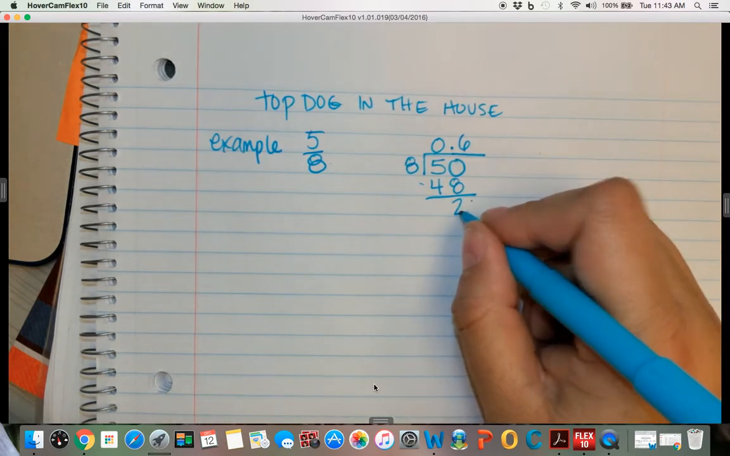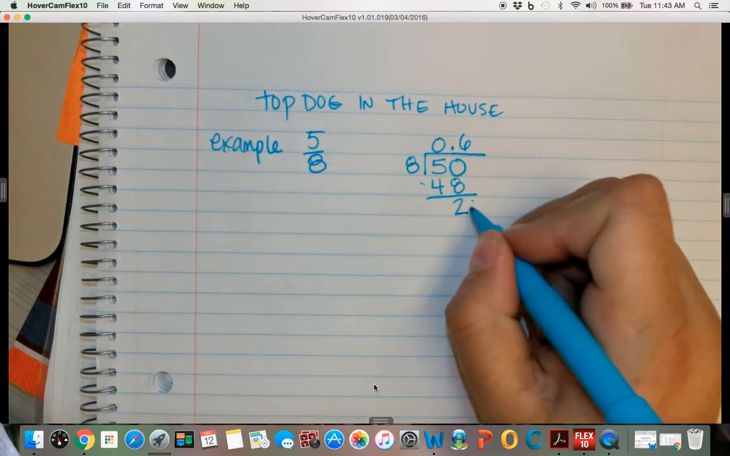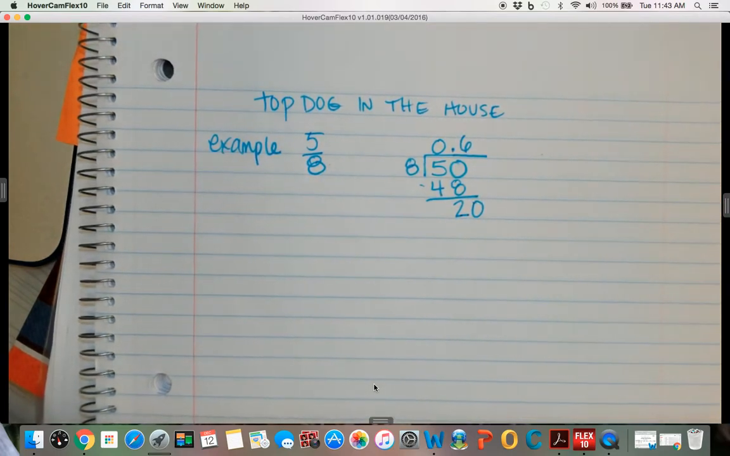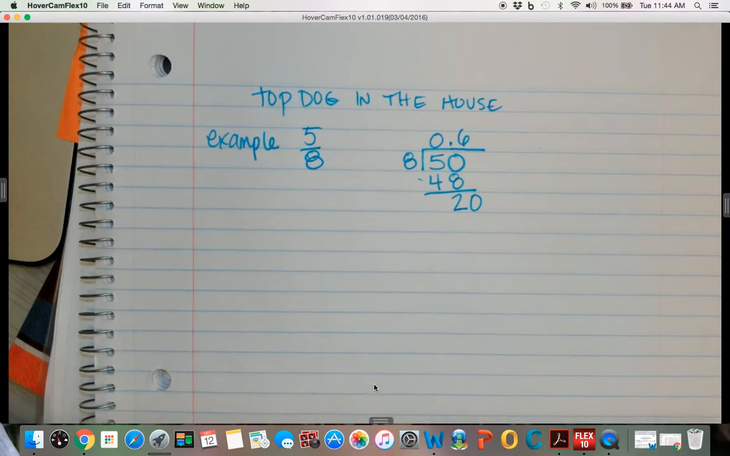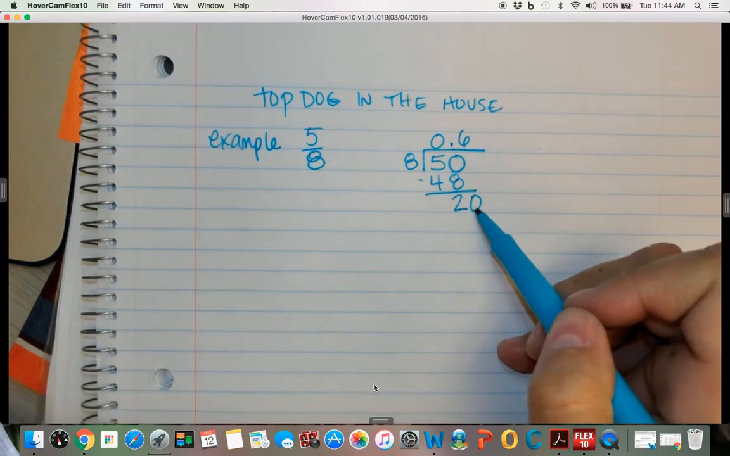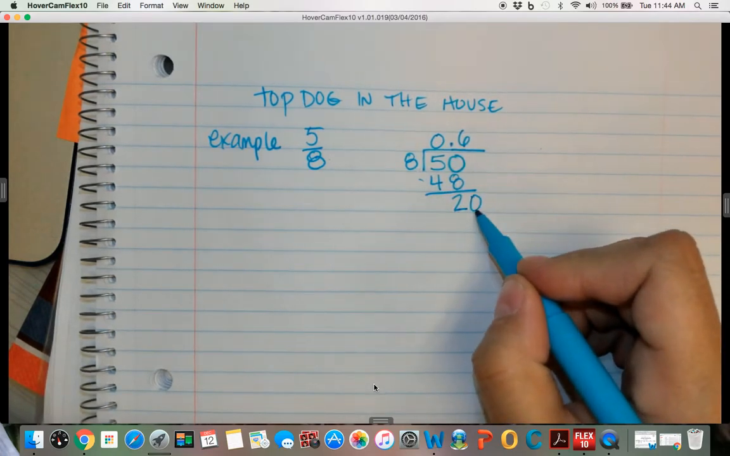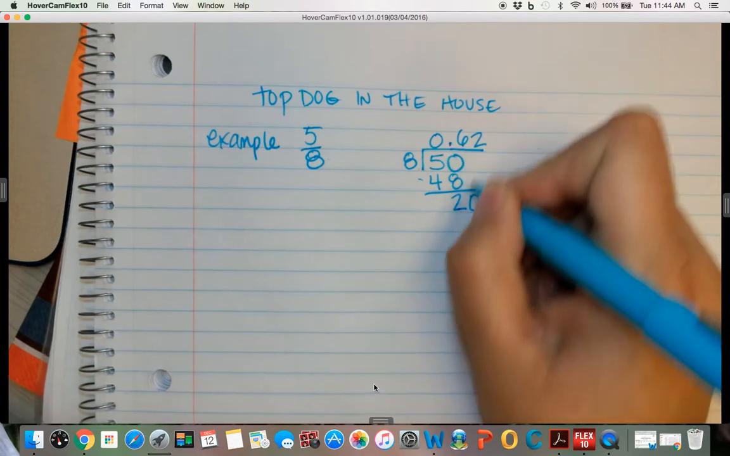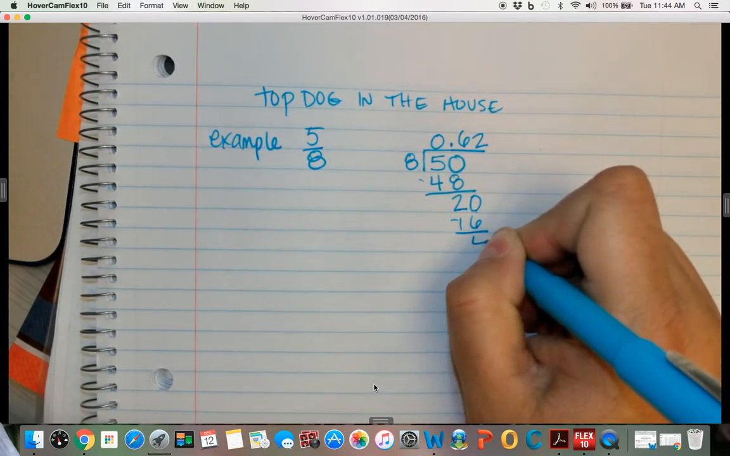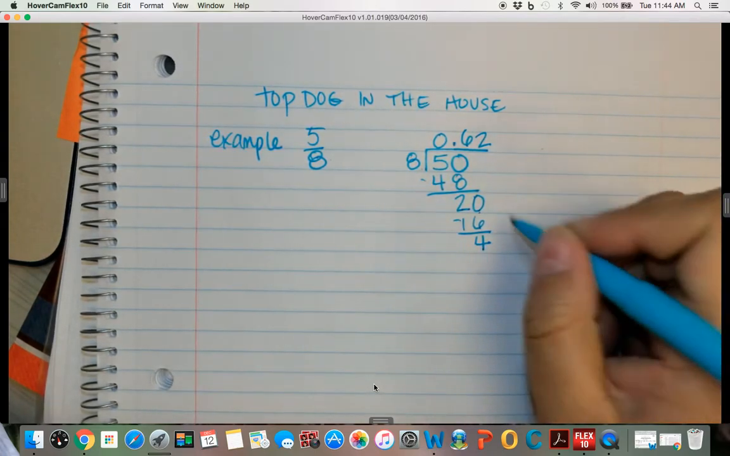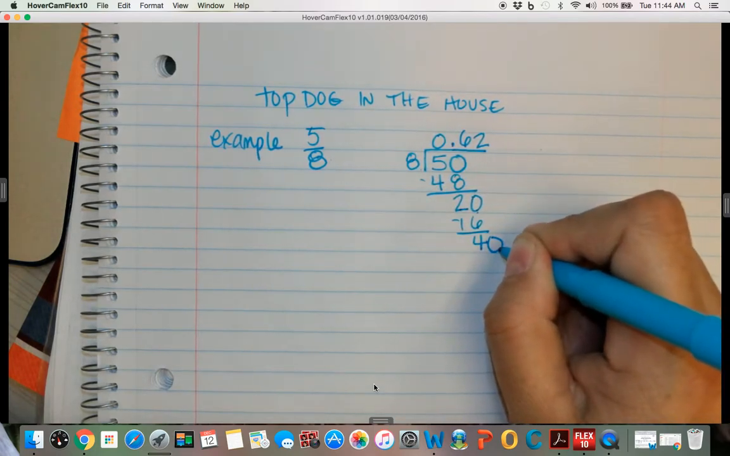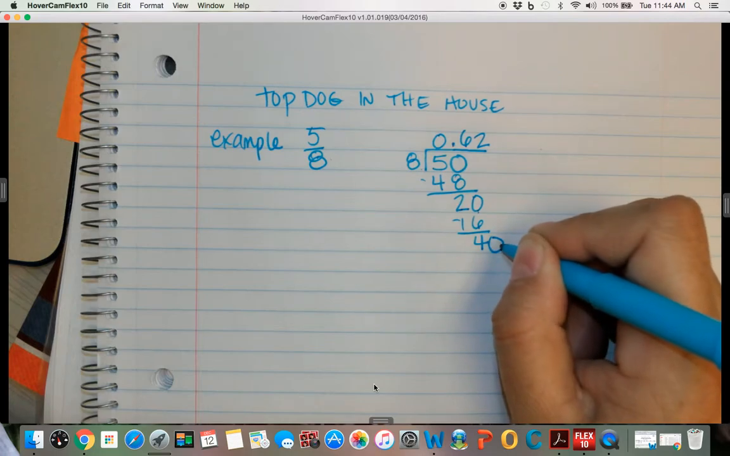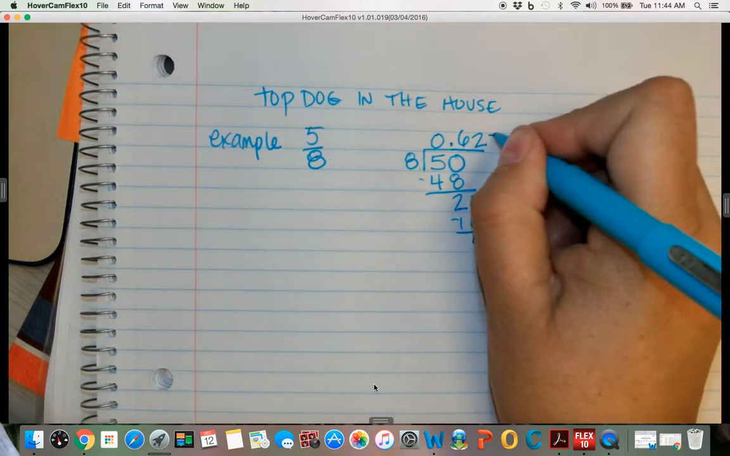Now I have a remainder of 2. I already have a decimal up top, so I add a 0. Again, I know this is review for a lot of you. I also know that some of you haven't yet mastered this skill. So because I have a decimal, I can add a 0. 8 goes into 20 twice. That gives me 16, remainder 4. Remember I have to add a 0 next to my remainder. 8 goes into 40 five times.